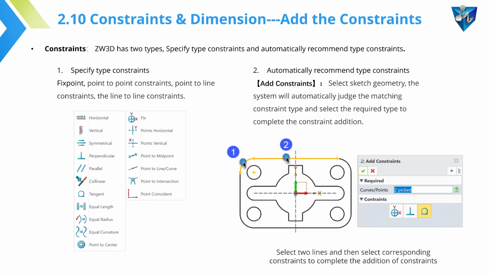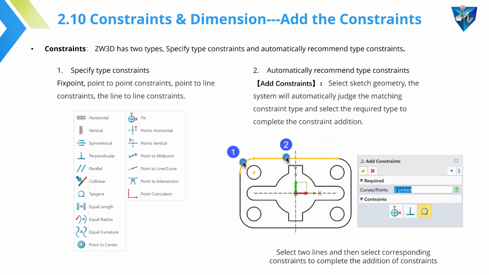Next I'm going to introduce the constraint and dimension tools. In ZW3D, we have 2 types of constraint tools. The first one is the specified type constraint, and the second one is the automatically recommended type constraint. For the specified type constraint, we provide various kinds of constraint types, such as parallel, perpendicular, tangent, coincidence, and so on. For the automatically recommended type constraint, you can select the sketch geometry first, and the system will automatically judge the matching constraint type, and then you can find the required type to complete the constraint addition.